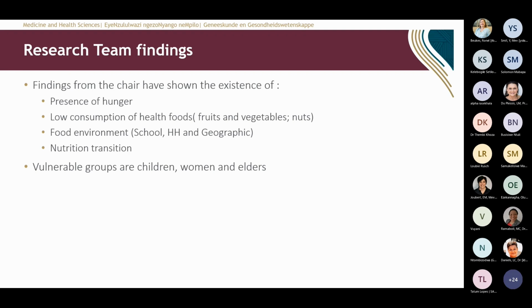Also, the food environment around our schools and households, and the geographic locations, play a huge role. Especially, for example, here in the Western Cape, there are foods that I cannot find. There are foods that I need to go to KZN to get. So the question is why? And also the nutrition transition: after urbanization, we have moved away. We are more into ordering foods, using Uber, and eating less of the good healthy foods. So those are some of the issues that we know. However, the vulnerable groups remain children, women, and elders, not men.